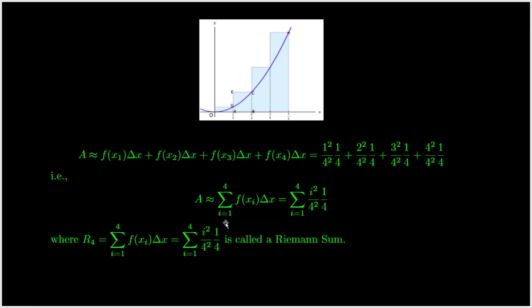This notation means you let i run from 1 to 4. So altogether you have 4 terms. The i value can be 1, 2, 3, or 4. Altogether it's the sum of 4 terms. And remember, each value of i will determine a particular term.